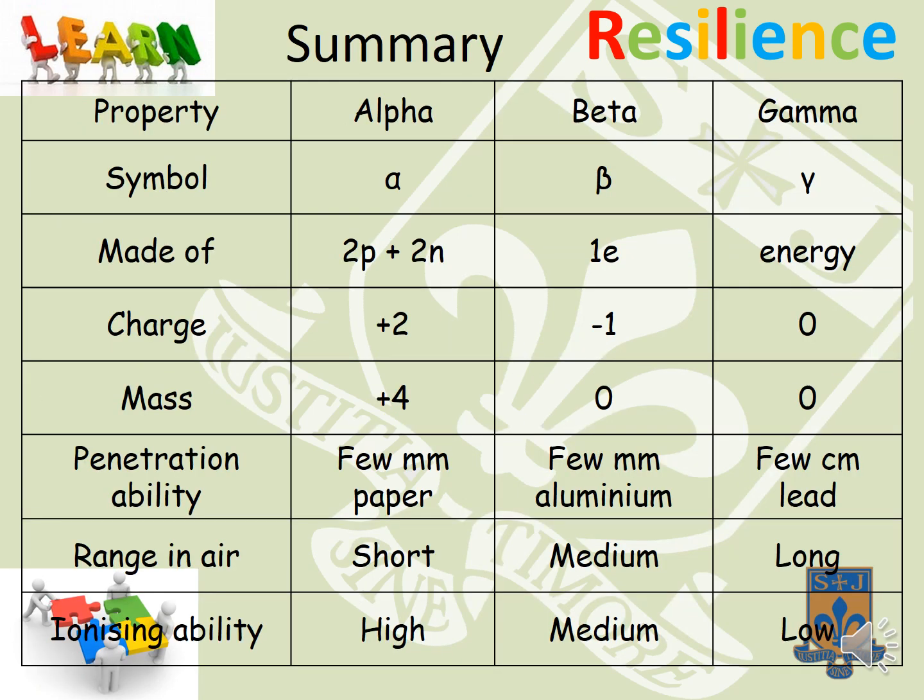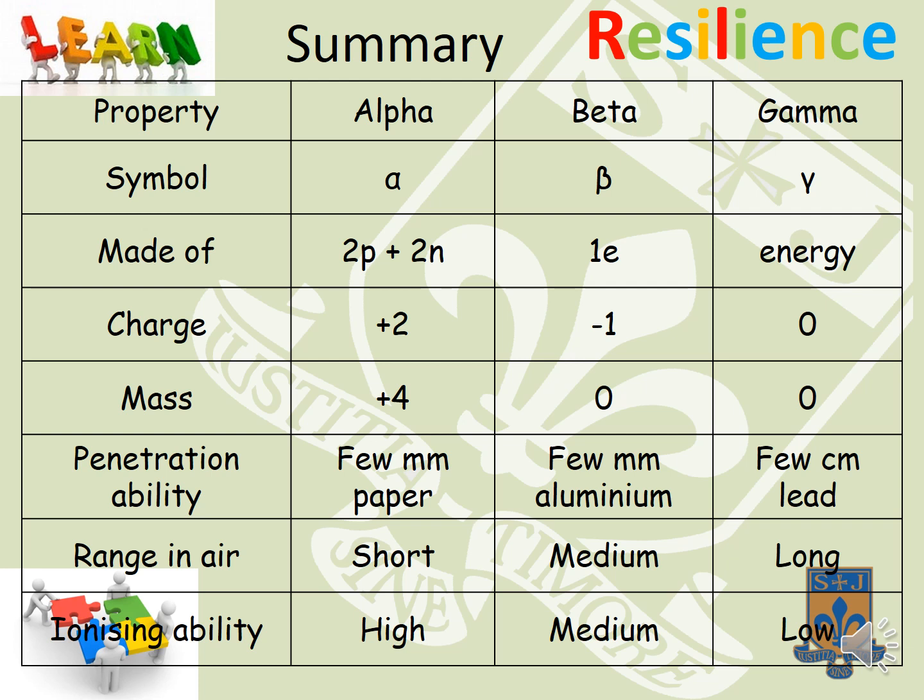If we look at what you fill the table in with now, we can see the top row, we have our 3 Greek letters, alpha, beta and gamma. Beta being a capital B with a little tail, and gamma being almost an upside down Y shape. Alpha is made of 2 protons and 2 neutrons, beta is 1 electron, and gamma is an energy form. Alpha particles have a charge of +2, as there are 2 protons in there and we know they're positively charged. Beta has a charge of -1 because we know it's an electron and they are negatively charged. Gamma, being an energy form, doesn't have a charge.